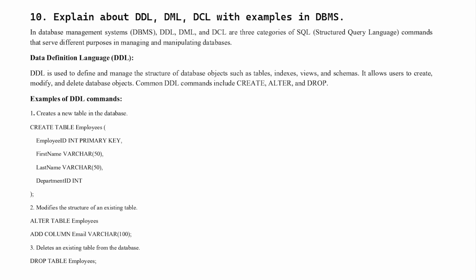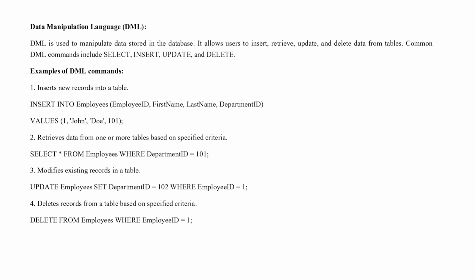Examples of DDL commands. 1. Creates a new table in the database. Create table employees, employee ID int primary key, first name varchar 50, last name varchar 50, department ID int. 2. Modifies the structure of an existing table. Alter table employees, add column email varchar 100. 3. Deletes an existing table from the database. Drop table employees.